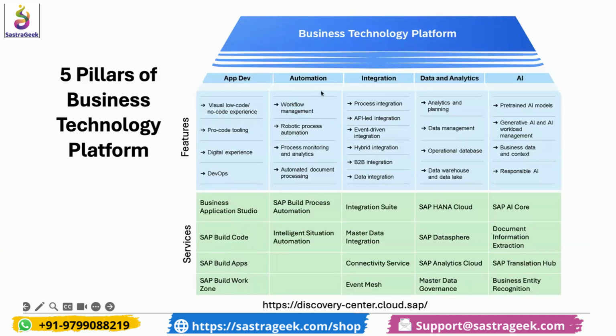For automation, automation within BTP enables organizations to streamline repetitive tasks, improve their efficiency, and reduce manual interventions in the business process. This could include business process automations for automating routine tasks such as data entries or invoice processing. And you can also use intelligent situation automation. It analyzes the issues at hand in your system and provides an automated solution which you can implement.